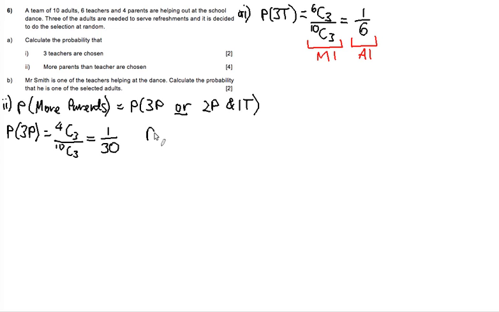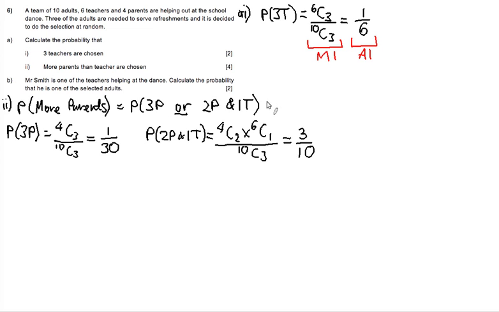I then want to know the probability of 2 parents and 1 teacher. So this is going to be the number of ways I can pick 2 parents from the 4, so 4 choose 2. And, so multiplying, picking 1 teacher from 6, so 6 choose 1, still all over 10 choose 3. When I put this into my calculator and work this through, I get 3/10.